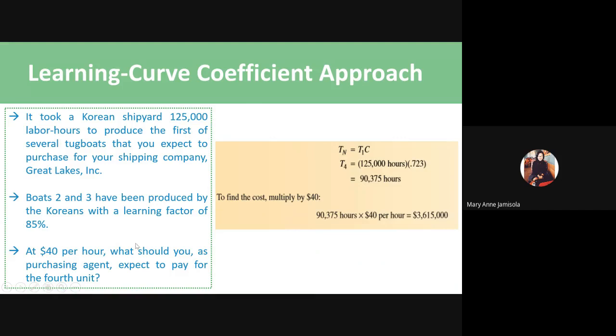Since we are to pay $40 per hour, just multiply $40 per hour by the number of hours, 90,375. So we have to pay a total of $3,615,000. Okay.